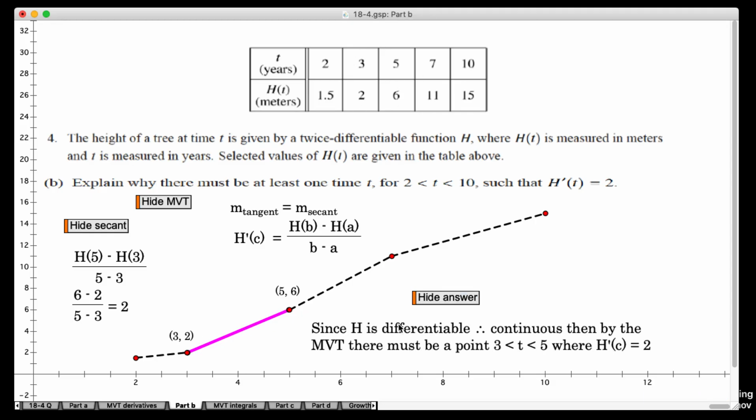And now just write your answer. It says h is differentiable. Since it's differentiable, therefore it's continuous. Then by the mean value theorem, and you always have to state the region, it's someplace between 3 and 5. We don't know exactly where, but it is someplace between 3 and 5. There's some point t between 3 and 5 where h prime of c is equal to 2.